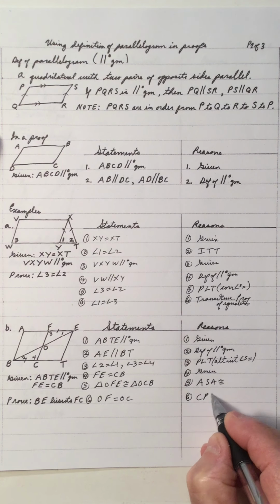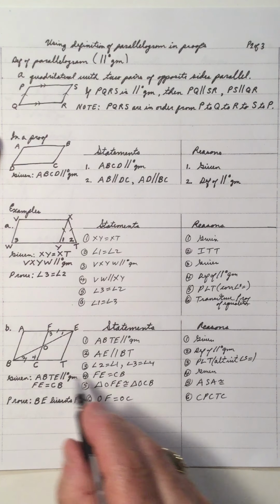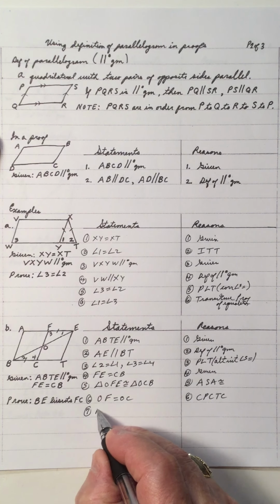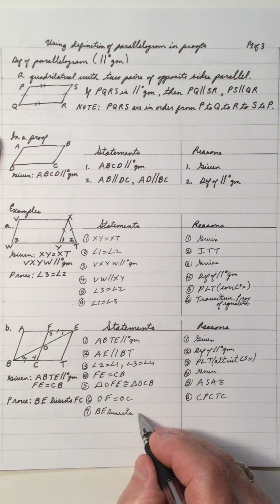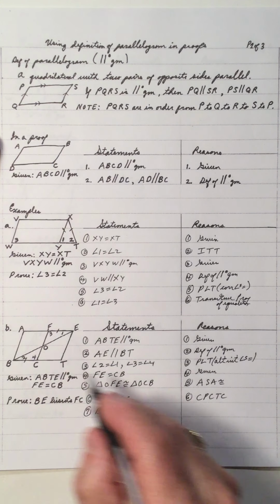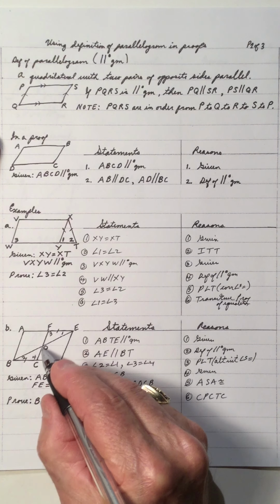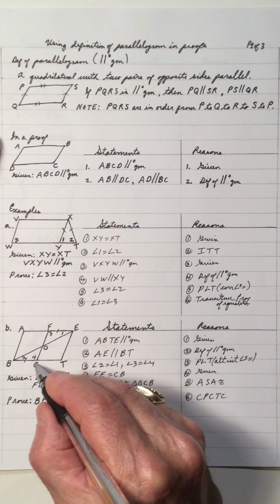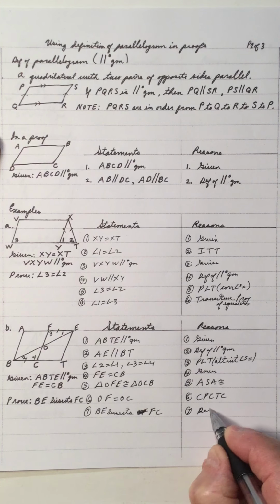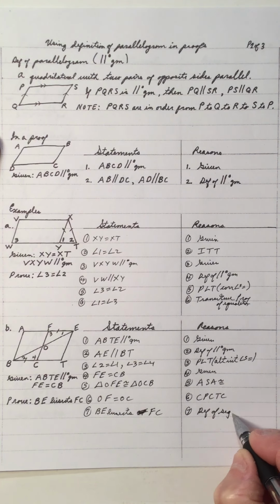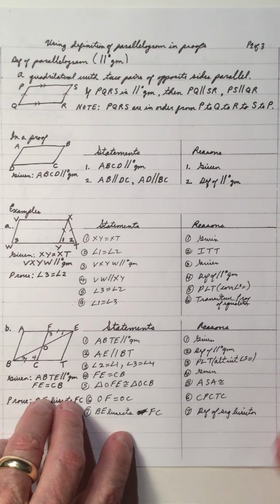and that's CPCTC. Corresponding parts of congruent triangles are congruent. And number 7, because these 2 segments are equal, that means that BE bisects OC. Oh, sorry, better be careful. BE bisects FC. These 2 segments, OF equals OC, so BE is bisecting FC. And that's the definition of segment bisector. Again, stemming from the congruent triangle unit that we did earlier.